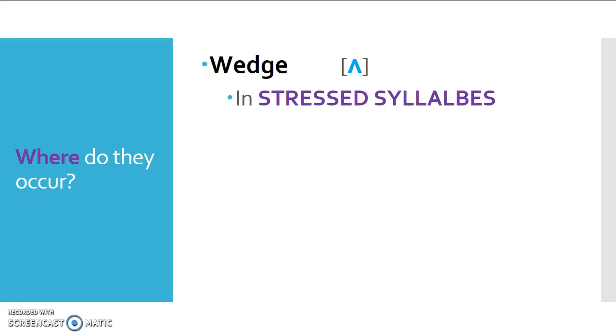So wedge, my favorite guy, I've talked about this in class, with a pointy top to it, just pointing in the direction of up. So I like to use the guide word of up for that one. So where do we find wedge? We find wedge in stressed syllables. So fluffy, mustard, in that first syllable of these two bisyllabic words.